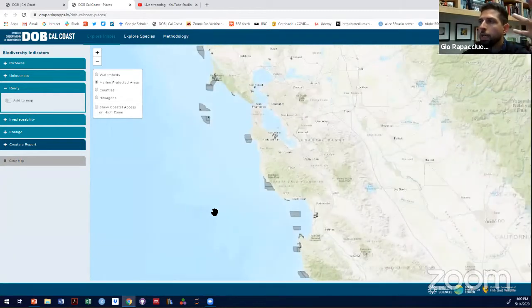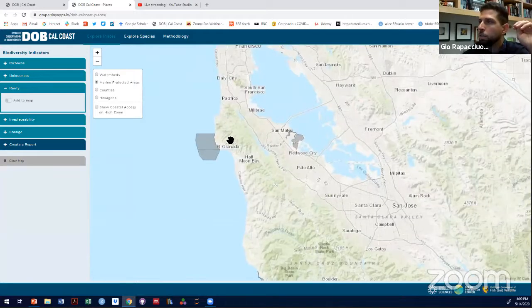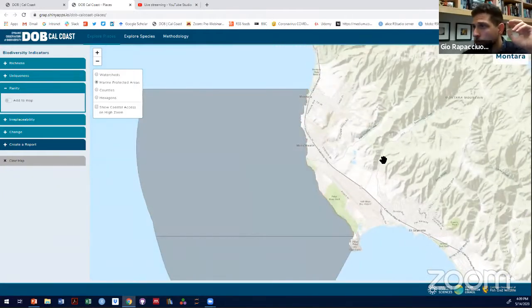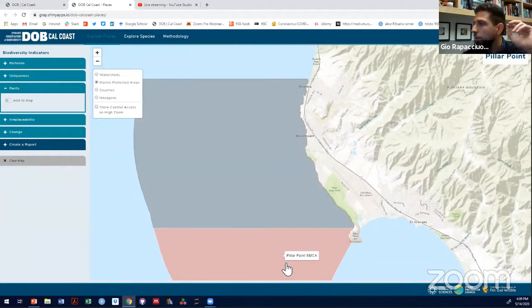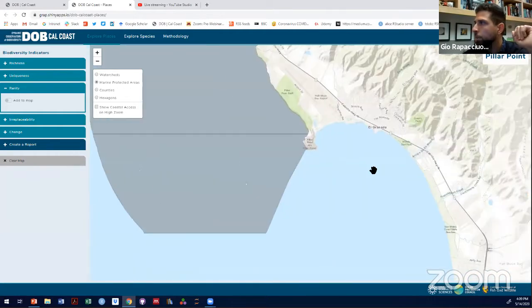Another workflow, for example, if you're really interested in a specific place, is to just click on it. And you can do this at any point. So let's say we're interested in actually Pillar Point, right? We've been talking about Pillar Point.